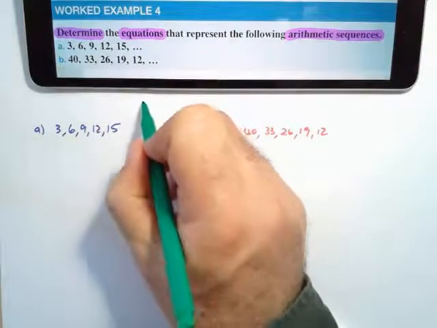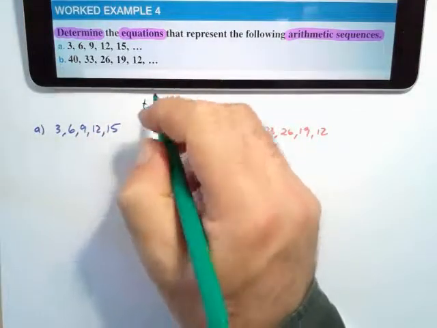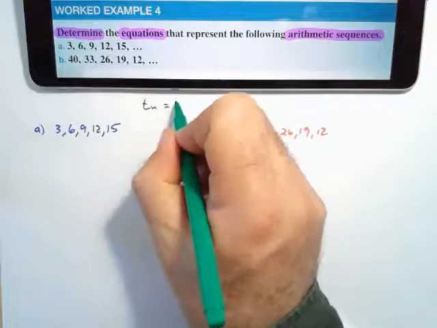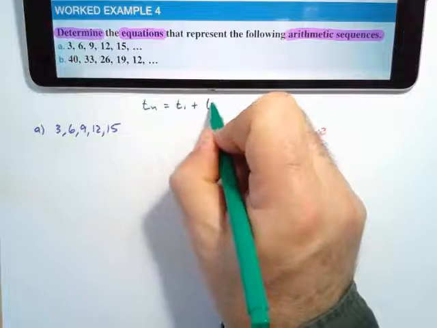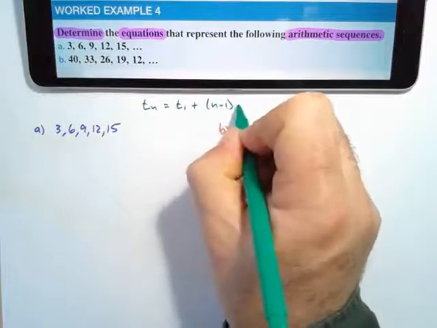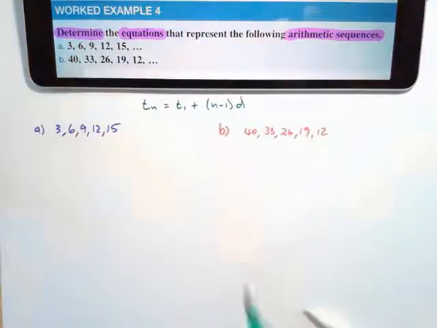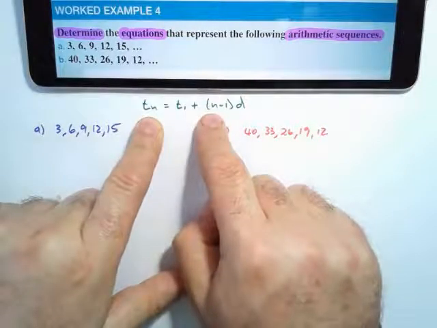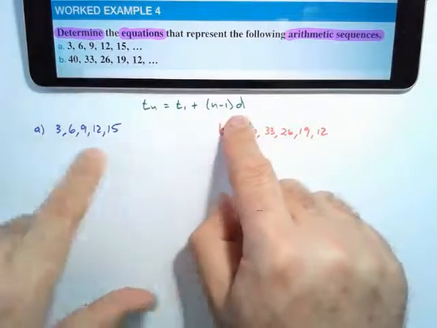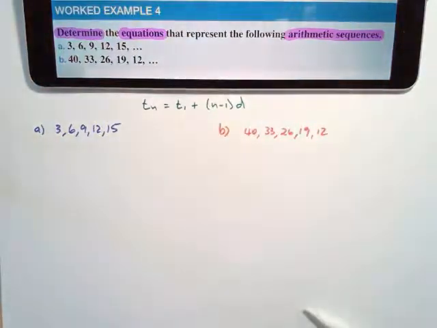So I assume that it is Tn equals T1 plus n minus 1 times d. That is the first thing that you have to remember. To find the equation, Tn and n will be a general equation, so what I need to find is T1 and d for each one of these to write it down.